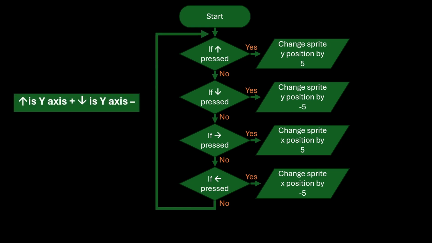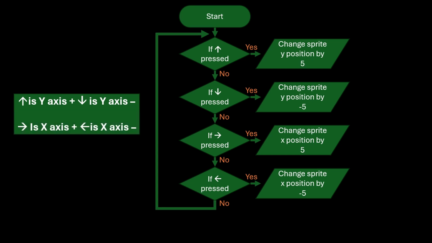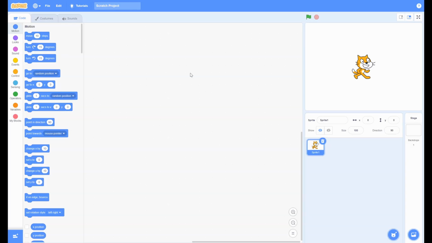Up arrow is a y-axis plus number, down arrow is y-axis minus number, while the left arrow is x-axis minus and the right arrow is x-axis plus.